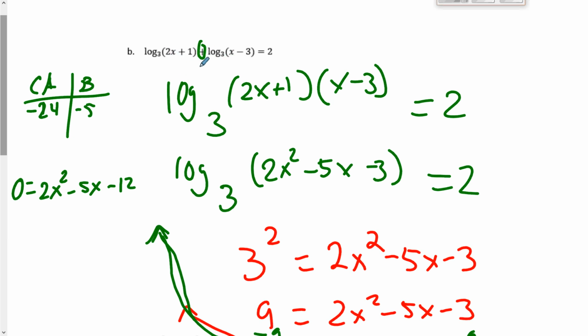Here, since I have 2 logs, I need to combine them. It's a plus sign, so that means I'm multiplying what I'm taking the log of. Right, so I'm going to multiply these, keep the base the same, log 3, multiply those.